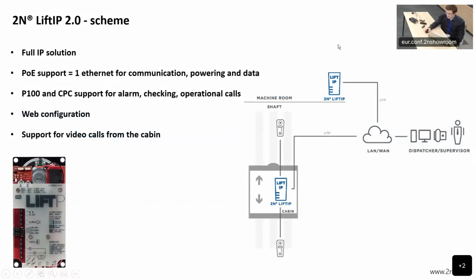What is Lift IP? Lift IP is really a pure IP solution, which has a UTP connector on it, and you need to have some Ethernet in the cabin. As it is a pure IP solution, there is no gateway, there is no other connection between, just like it is on the scheme.